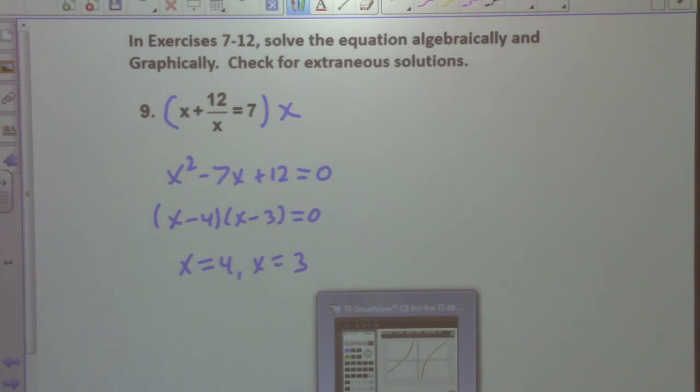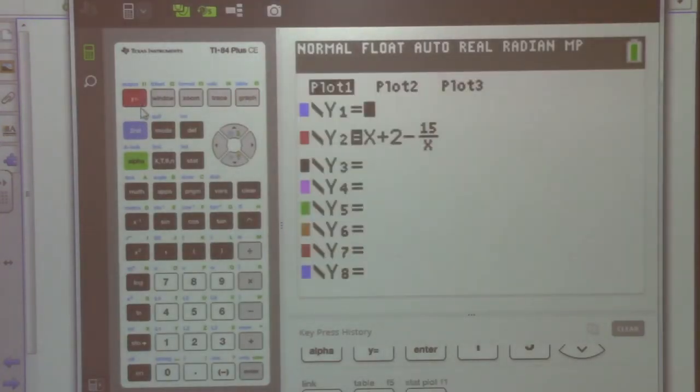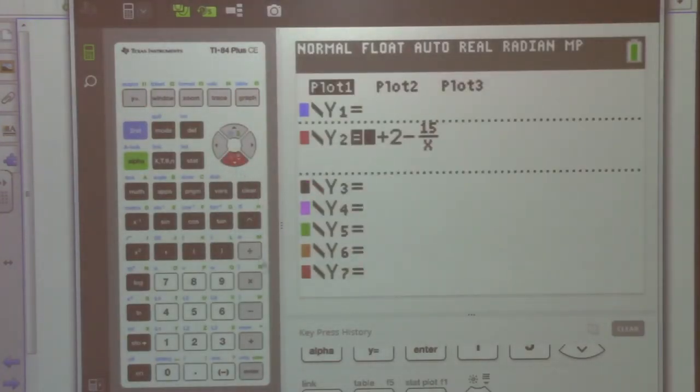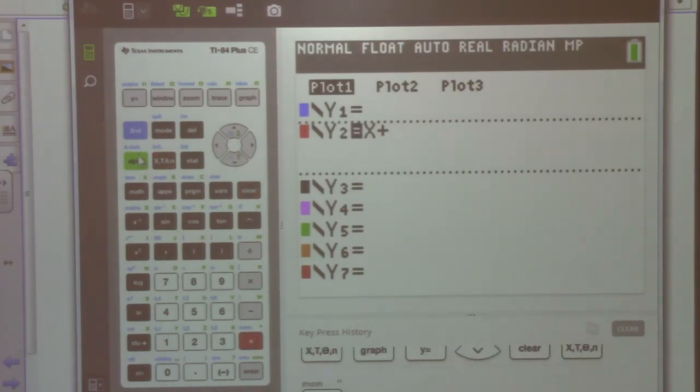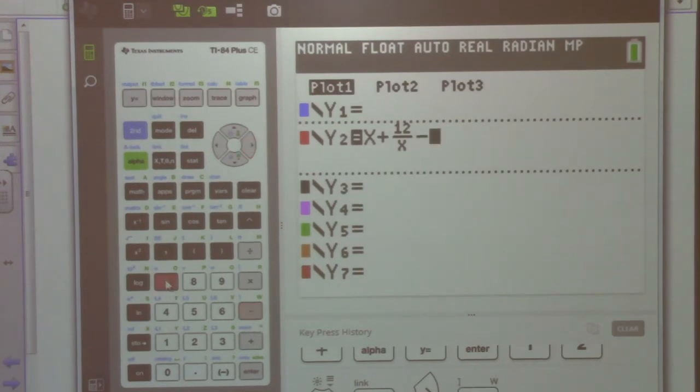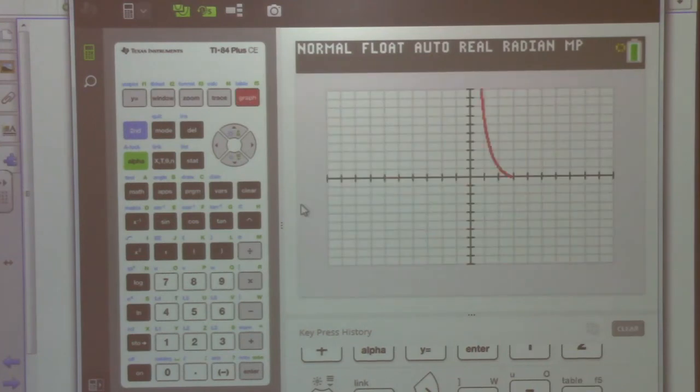I'm going to just show you that. Did you change the window at all on that to see better? No, I just went to the table and saw where it was. Okay, so Emma just went to the table. I want to show you this really quickly here. Okay, we got x plus, was it 12 over x? And then what was that other number out here? Equals 7, so minus 7, right? So we graph this thing, and we see this right here.